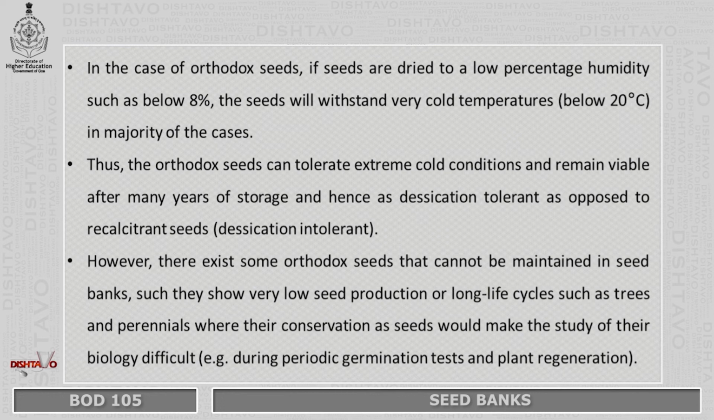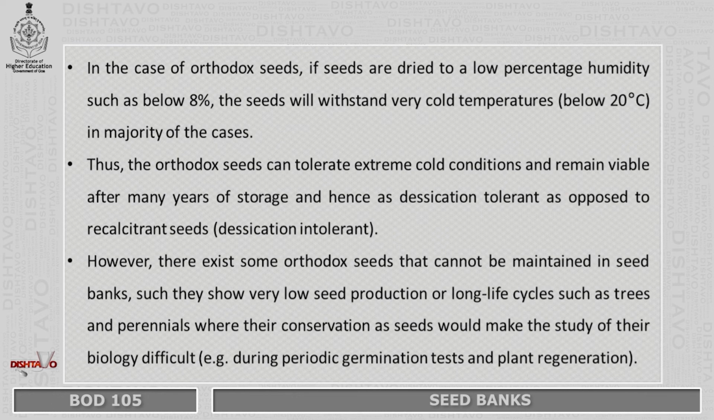and can still remain viable after many years of storage, and hence are desiccation tolerant, as opposed to the recalcitrant seeds which are intolerant to desiccation. However, there exist some orthodox seeds that cannot be maintained in seed banks, as they show very low seed production or long life cycles, such as trees and perennials, where their conservation as seeds would make the study of their biology difficult.